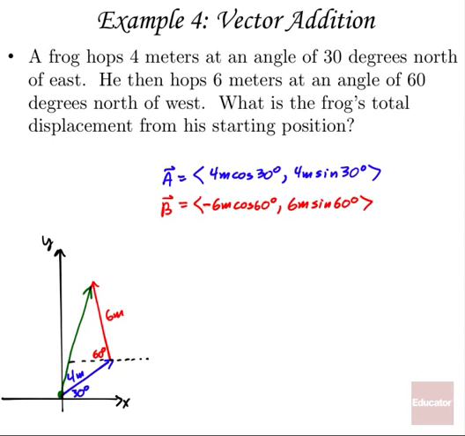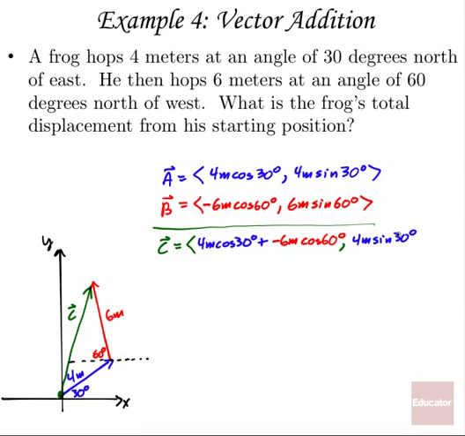So if I wanted to find the resultant, the sum, vector C, C is just going to be equal to A plus B. So that's going to be 4 meters cosine 30 degrees, the x component of A, plus the x component of B, negative 6 meters cosine 60 degrees. So that'll give us the x component of C. And for the y component, we add their y components together: 4 meters sine 30 degrees from A, plus 6 meters sine 60 degrees from B.